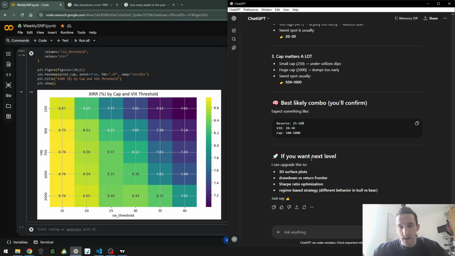If you want next level, I can upgrade this to 3D surface plots, drawdowns versus return frontier, Sharpe ratio optimization, a regime-based strategy, different behavior in bull versus bear.